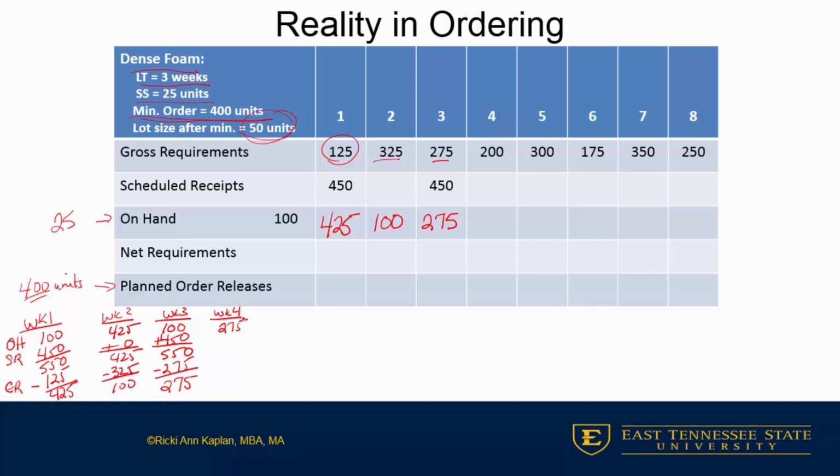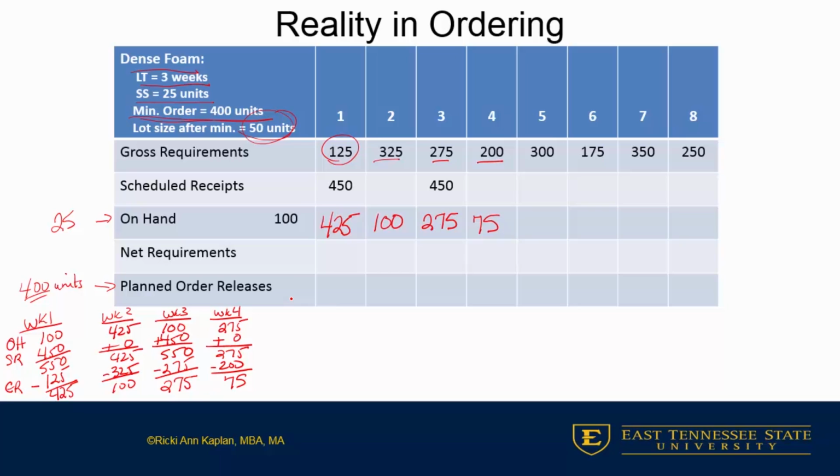We had 275 units left on hand at the end of week 3, and we have no scheduled receipts, which means we have 275 units that we are able to use during our 4th time bucket or our 4th week. How many do we have scheduled to use? What are our gross requirements for that? 200, which will leave us 75 units, still greater than the 25 we need to have on hand.